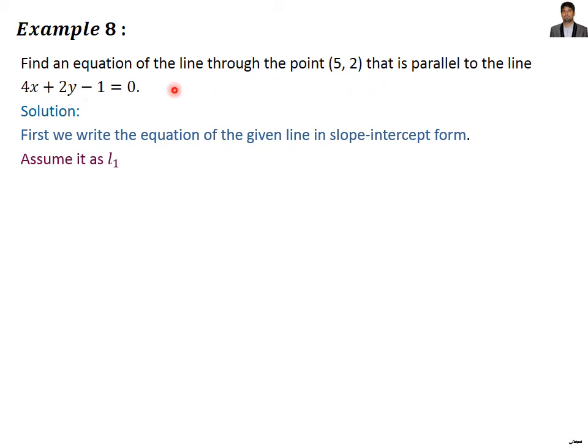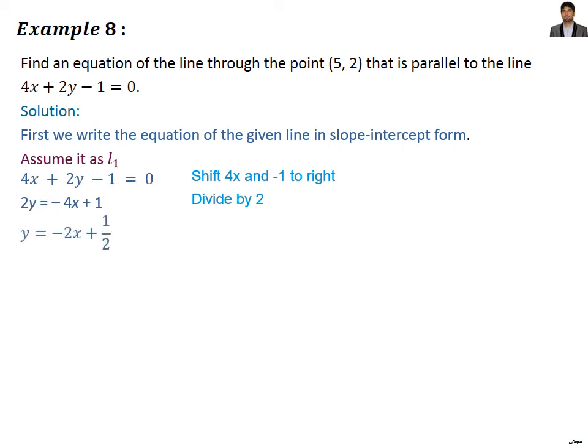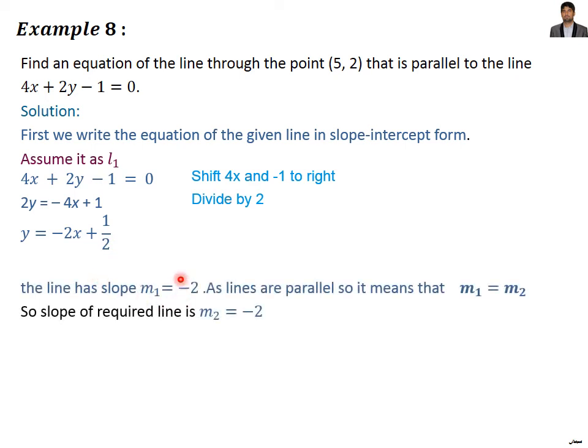If the lines are parallel, it means their slopes are also equal. So the first task is to find the slope of line number 1. And to find the slope of line number 1, we will write this equation in slope-intercept form. So we will solve this equation for y. We'll move 4x and -1 to the right side. Divide the equation by 2. We will have y = -2x + 1/2. Clearly from here, the slope is -2.